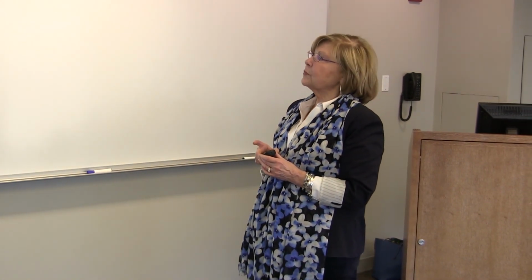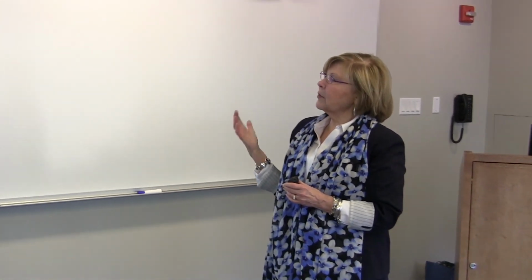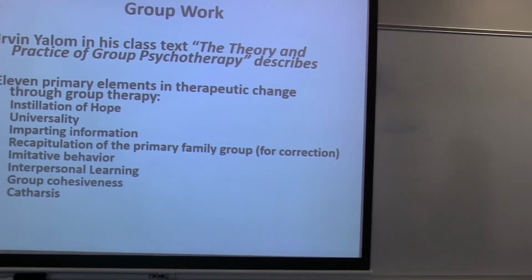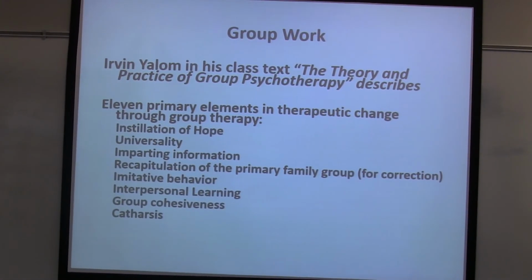Irving Yalom wrote a book. He is our group guy, and he wrote a book called The Theory and Practice of Group Psychotherapy. And what does he describe? He talks about some 11 primary elements. I have not mentioned all 11, but I picked out the ones that I thought were important.